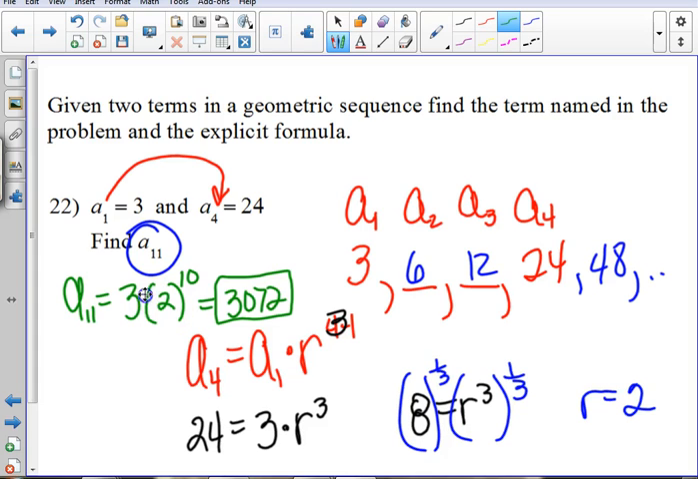Could I have withheld those parentheses? If I put in a multiplication, it would have been okay, 3 times 2 to the 10th power. But it's better to just get used to putting it in parentheses, honestly, because if it's a fraction, you need the parentheses, or if it's a negative, you need the parentheses. All right.